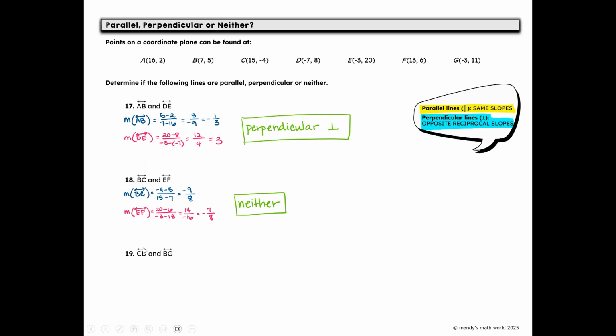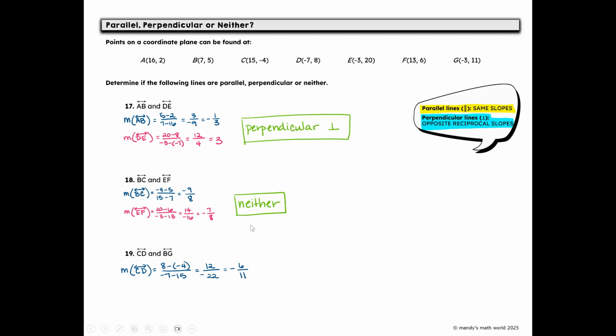So last example, line CD and line BG. So C and D right here. Here's my work for that when I plug it into the slope formula. 8 minus negative 4 over negative 7 minus 15. That simplifies to 12 over negative 22, which simplifies to negative 6 over 11.